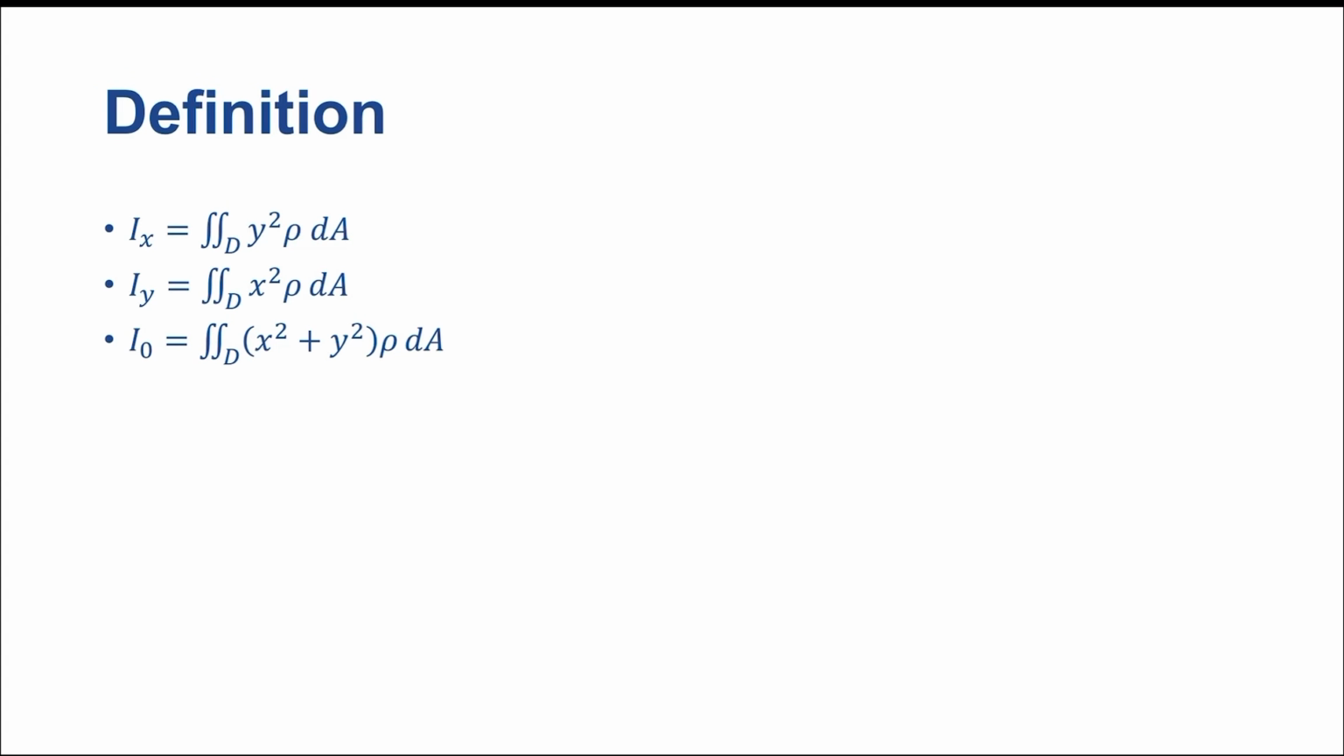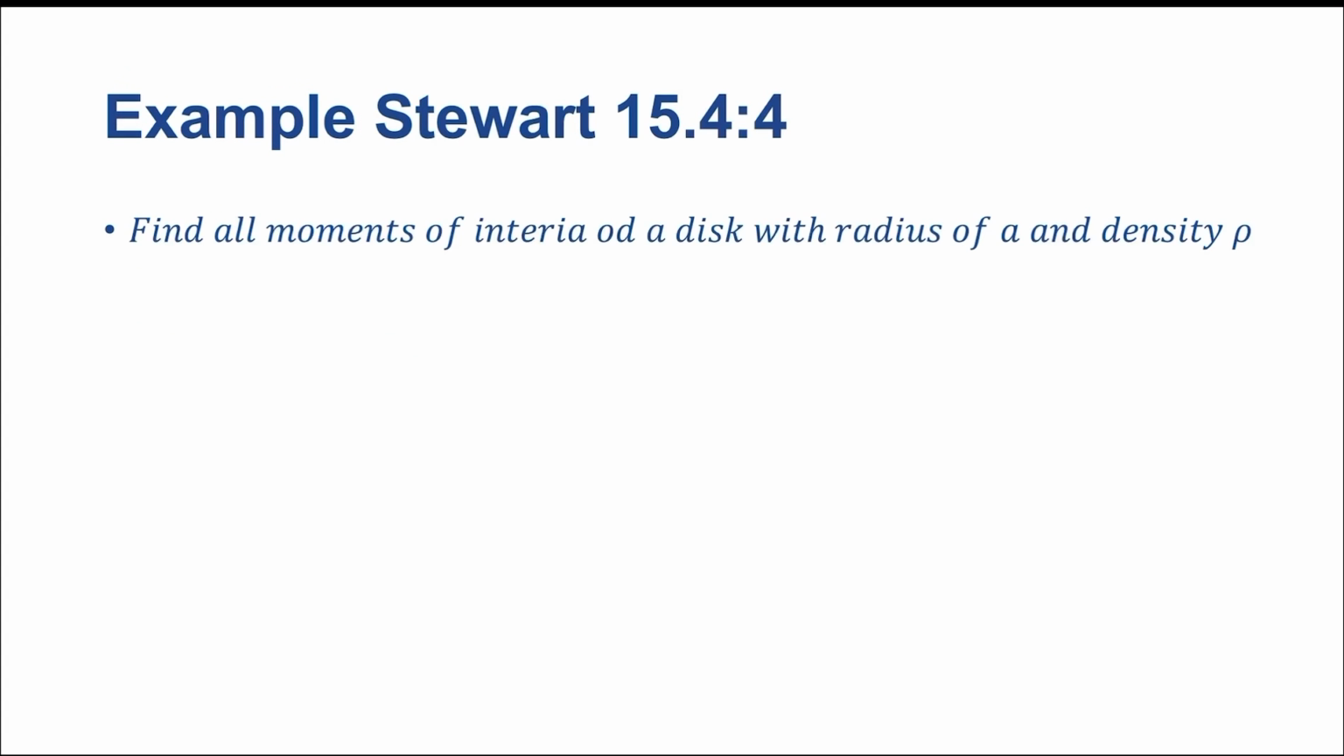Okay, so why don't we try an example for this? It should be fairly straightforward. Find all of the moments of inertia of a disk with a radius of a and a density of rho. So the density is going to be homogeneous. What we're dealing with is a circle centered at the origin, the density is constant at rho, and we just have a circle like that with a radius of a. So we're keeping things all in variable form, which is fairly nice.